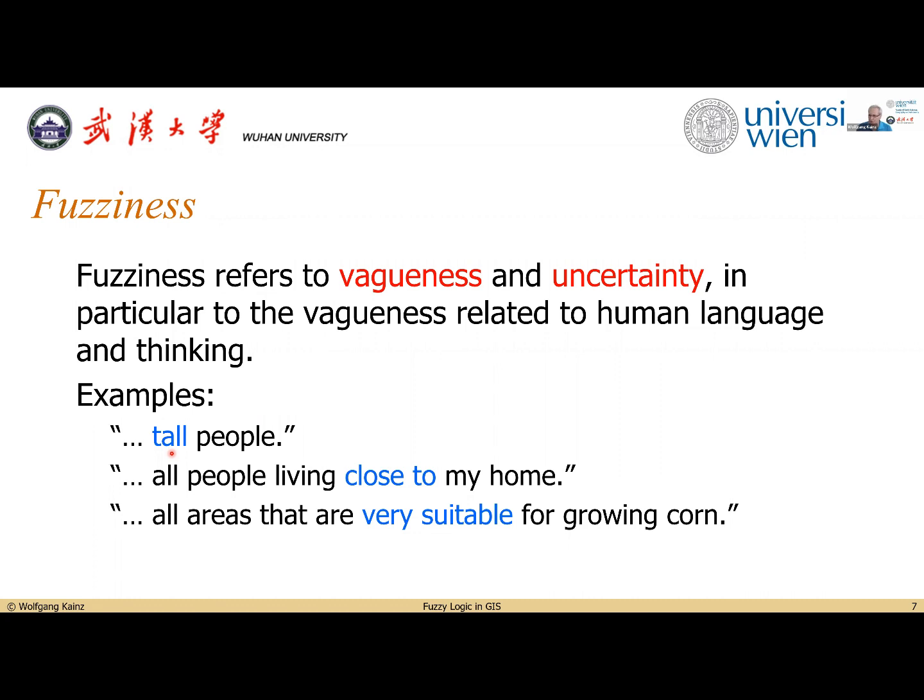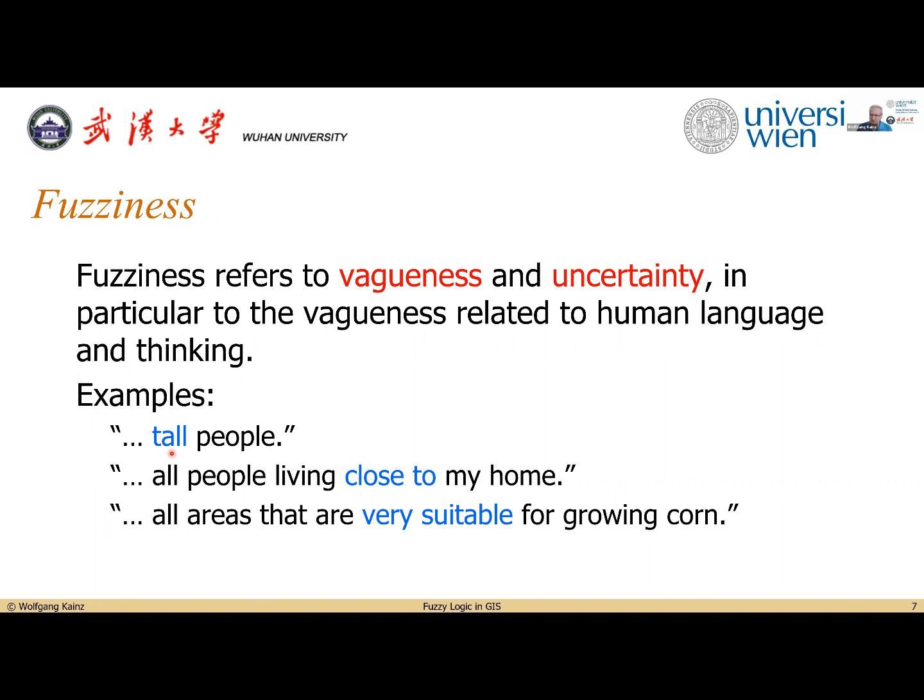Then we take one particular person, look how tall that person is, and apply the height of that person to the membership function, and then we will get a value. And the value will be between 0 and 1. 0 means definitely does not belong to the class of tall persons. 1 would mean absolutely belongs to the class of tall persons. And in between, we can have any value between 0 and 1.